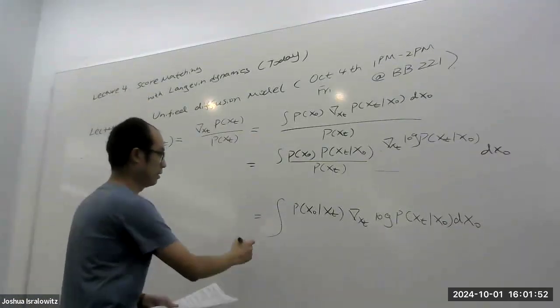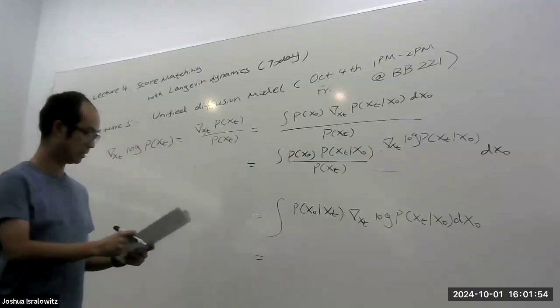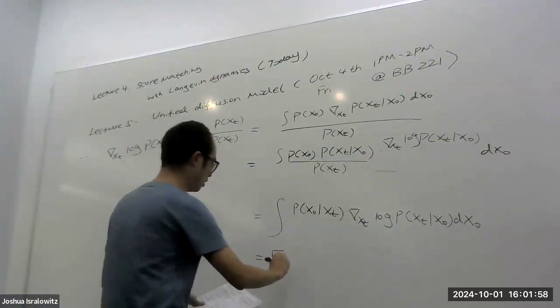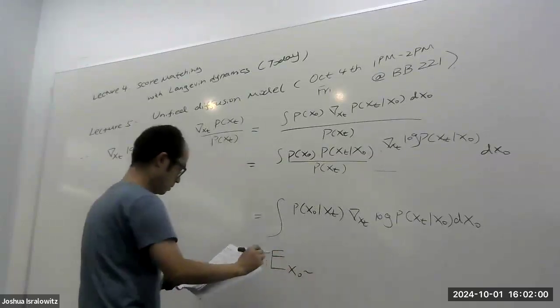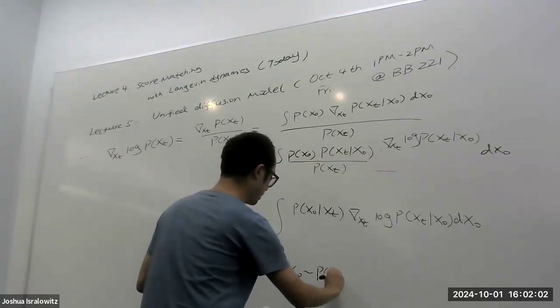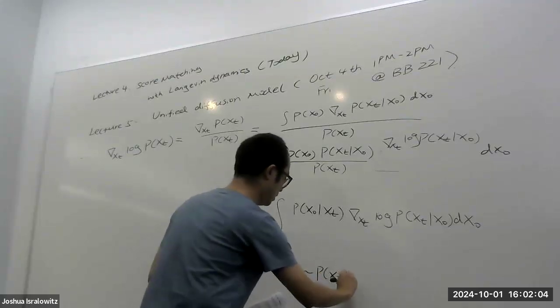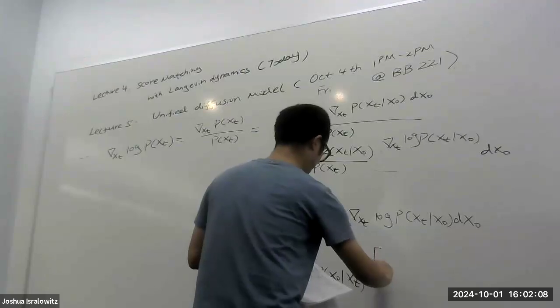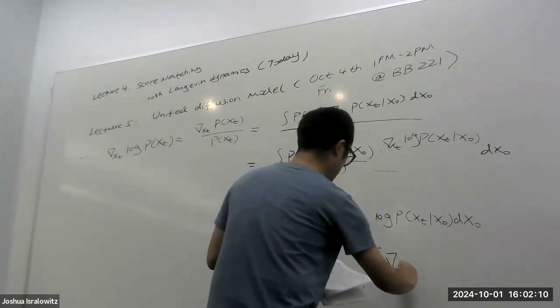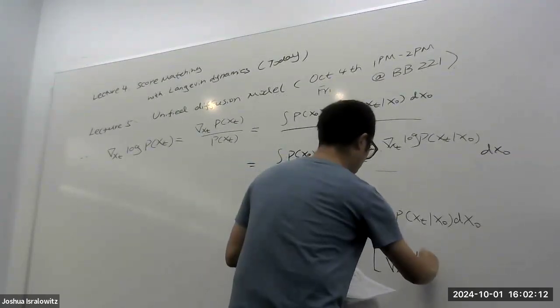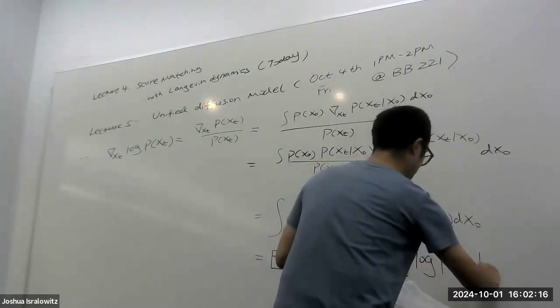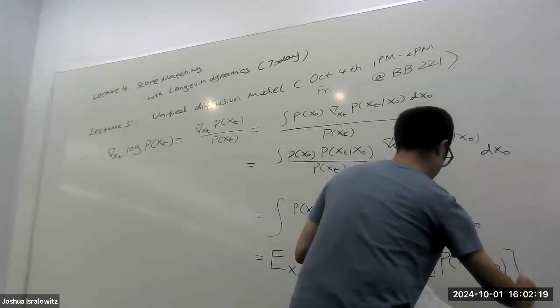All right, so to write this out, this basically says the expectation of x0, where x0 follows the distribution of x0 conditional on xt, of the gradient of xt, log of p of xt conditional on x0.